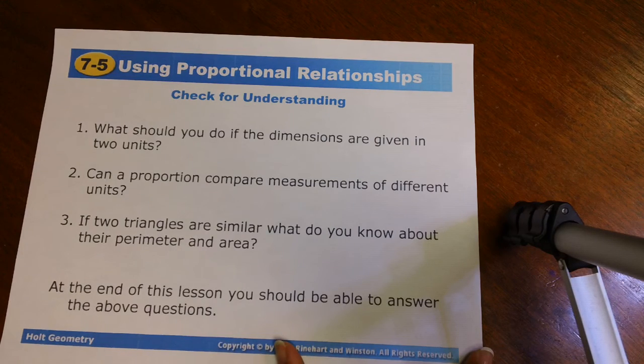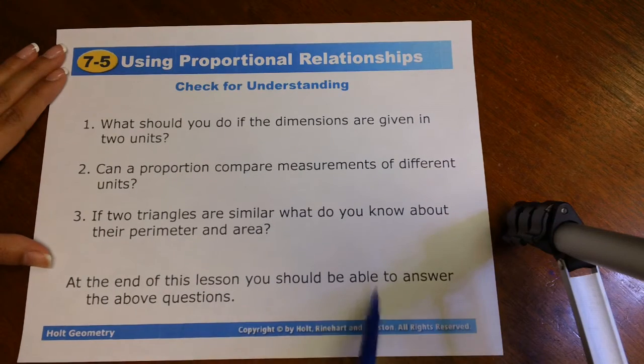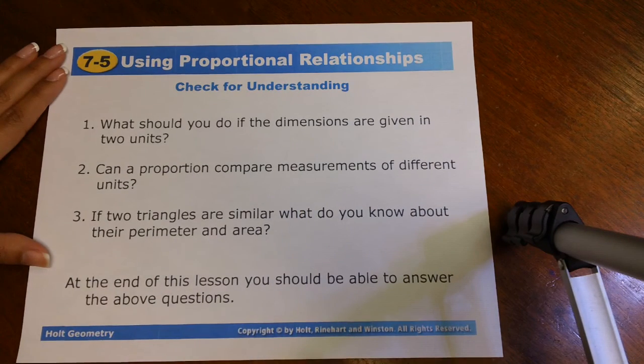So if at the end of this lesson you understand everything that you're supposed to, you should be able to answer all of these questions. Number one, what should you do if the dimensions are given in two different units? Two, can a proportion compare measures of different units? Three, if two triangles are similar, what do you know about their perimeter and area? And then that's all I got.